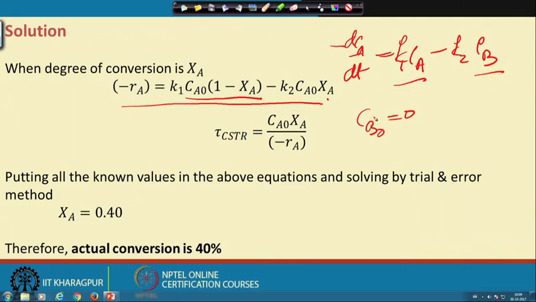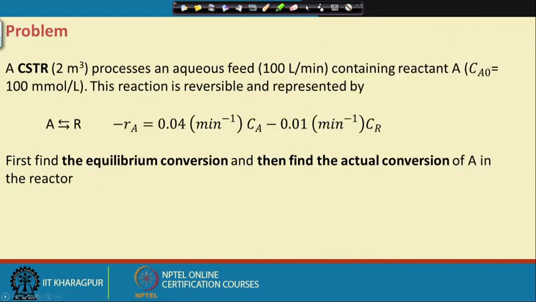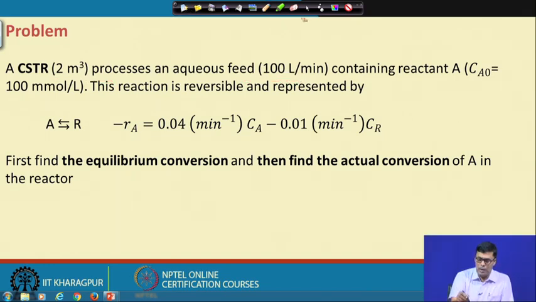So, now tau for the CSTR equal to Ca0 into Xa divided by minus ra. Now, putting all the known values in the above equation and solving by the trial and error method, we can find out the value of Xa. In this problem, you can see that we have the CSTR volume, and this is the aqueous flow rate. From that we can easily find out tau for the CSTR, that you can calculate.